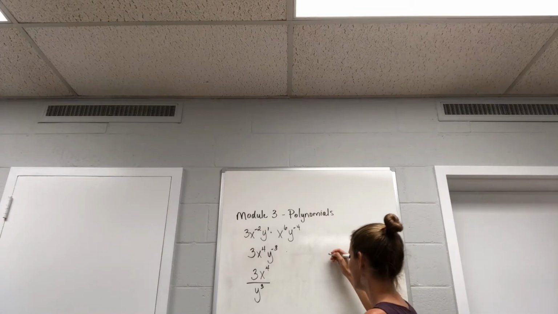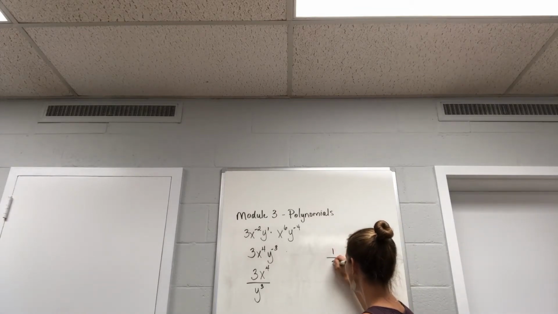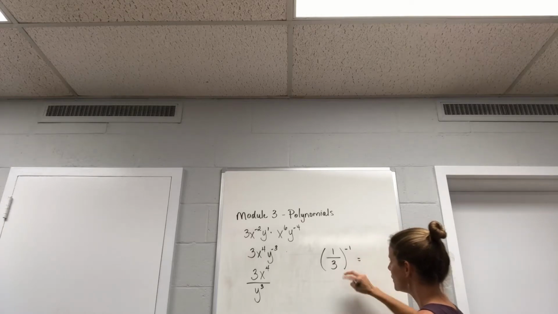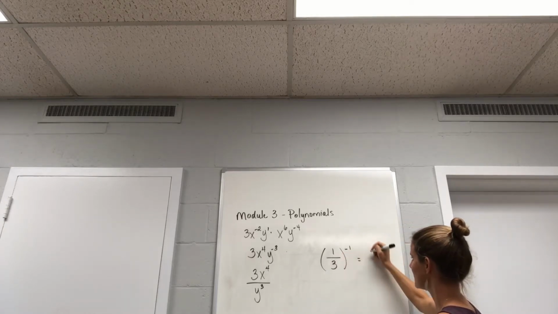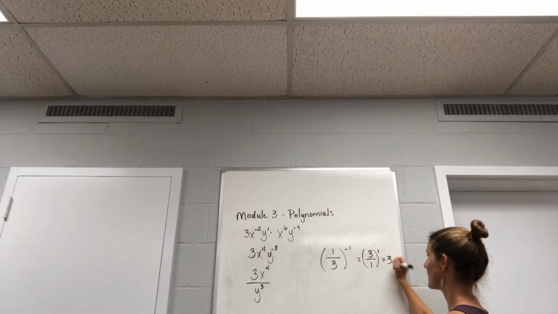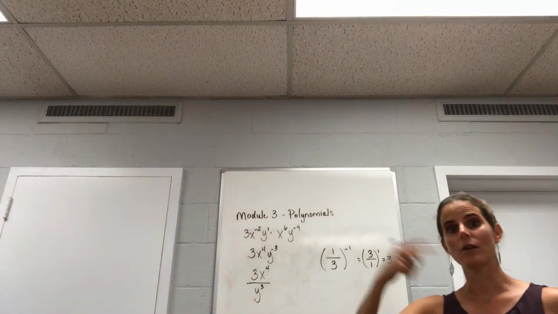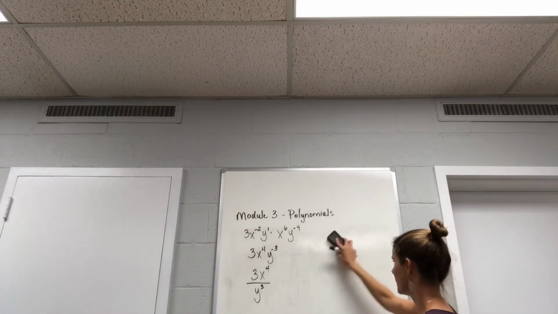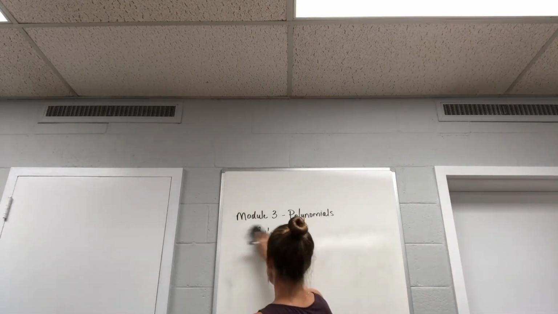So a side note on that, if you had something like 1/3 to the negative 1 power, you would just take the reciprocal of this, which would be 3 over 1, to the first power, which is just 3. So if it's in the denominator, you can flip it to the numerator and vice versa. All right, I'm going to show you one more example of this, and then we will be done with properties of exponents.